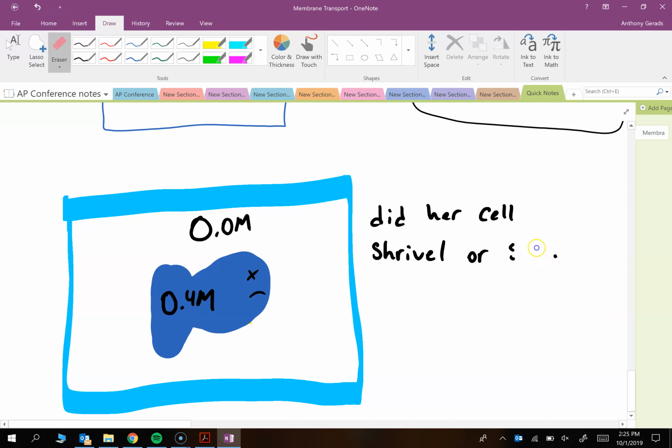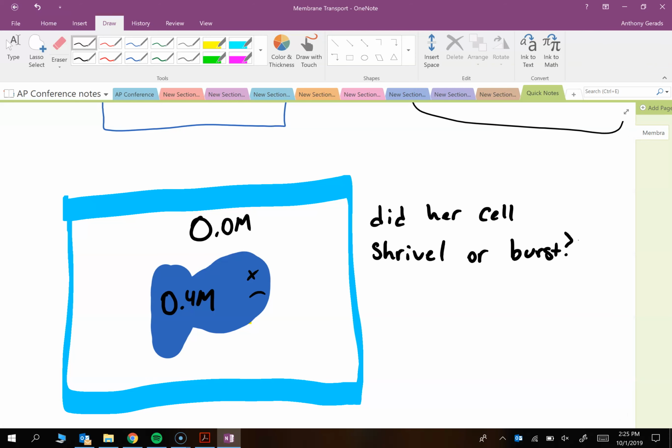Did her cells shrivel or burst? What do you think? Did Dory's cells shrivel or burst? Why do you say it burst? Did it shrivel? You tell me. She's a heck of a floater now. She may not swim too well, but she can sure float.